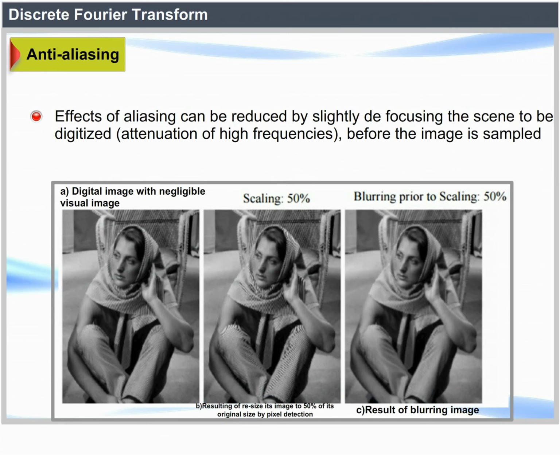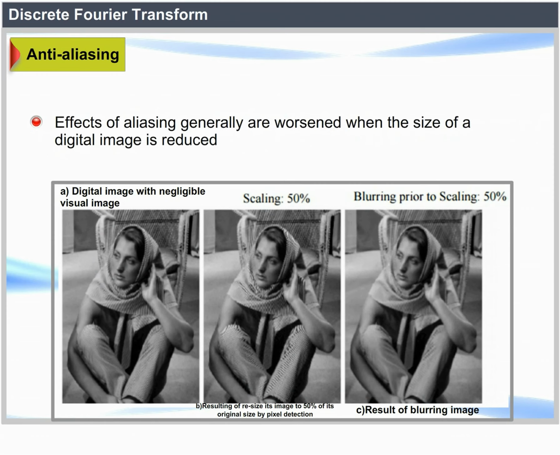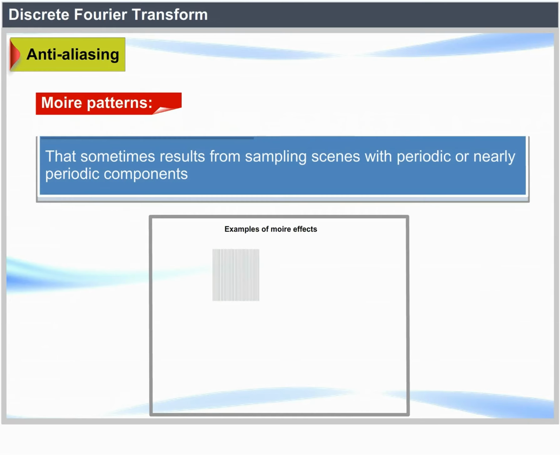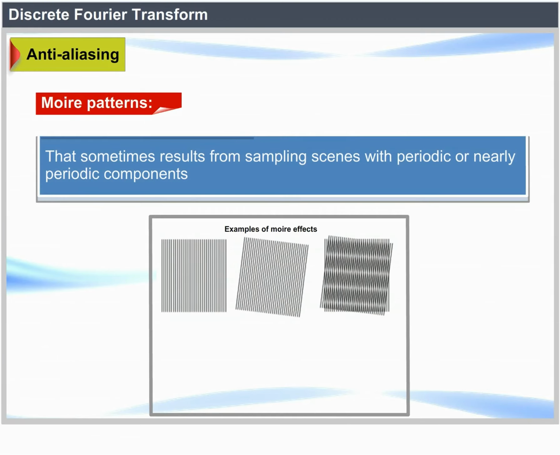Moire patterns sometimes result from sampling scenes with periodic or nearly periodic components. In optics, they are beat patterns produced between two gratings of approximately equal spacing. The 2D discrete Fourier transform and its inverse: the 2D DFT of a digital image f(x, y) of size M by N is as shown on the screen. The inverse discrete Fourier transform, IDFT, is also shown.